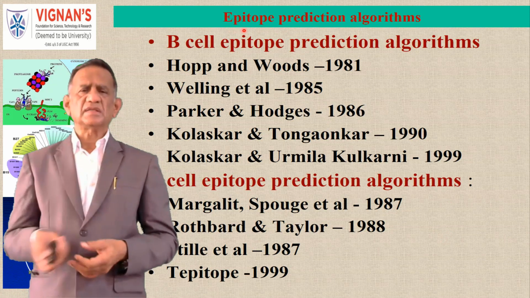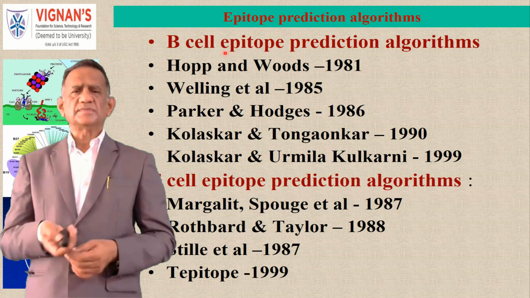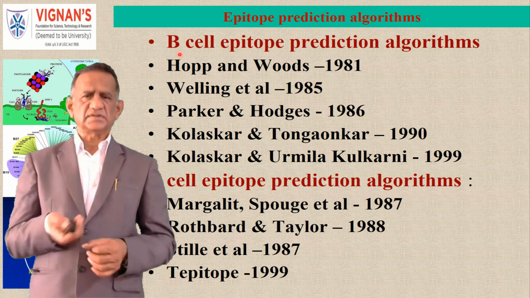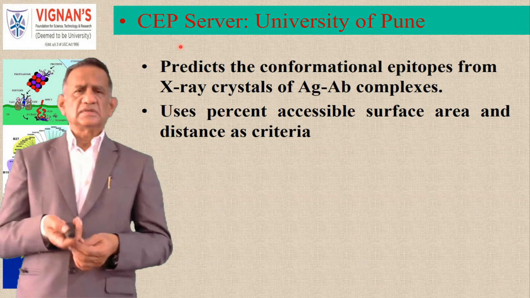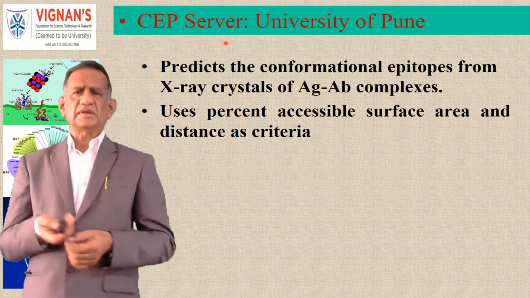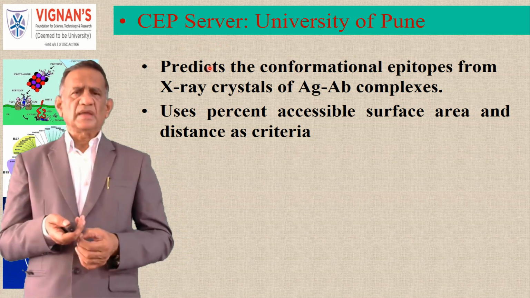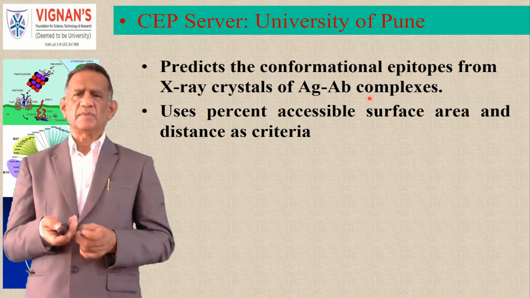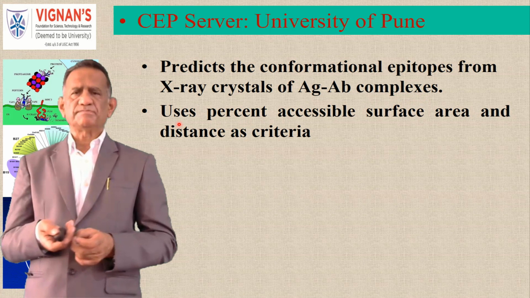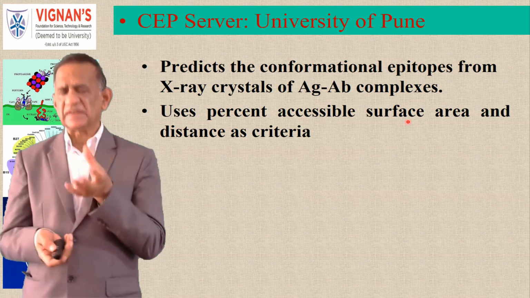So there are several algorithms. All these algorithms have been worked out by computational biologists. We are only the users of this. Now, this computational epitope server is there in the University of Pune, and it predicts the conformational epitopes from X-ray crystals of antigen-antibody complexes. It uses percent accessible surface area.